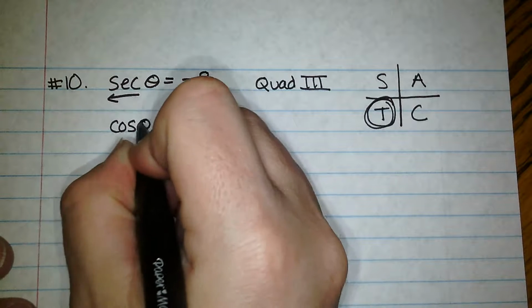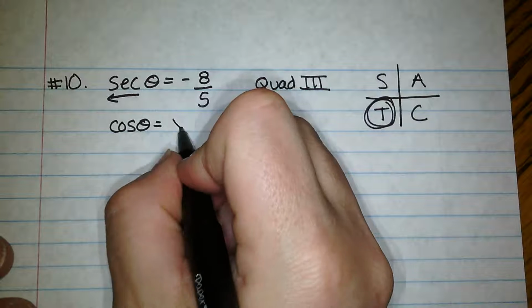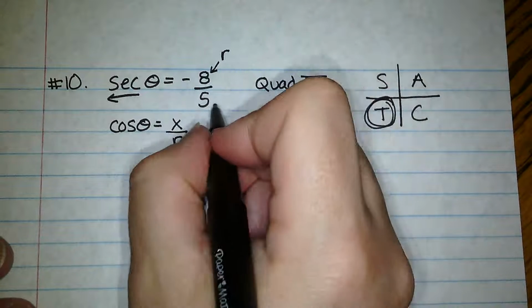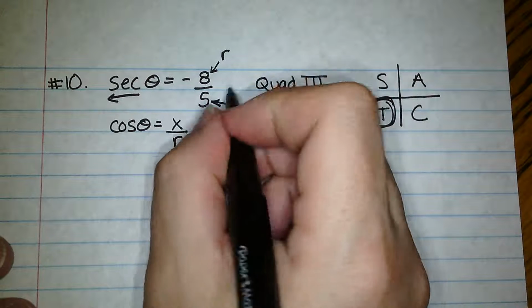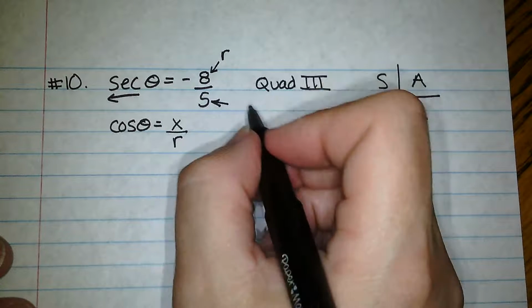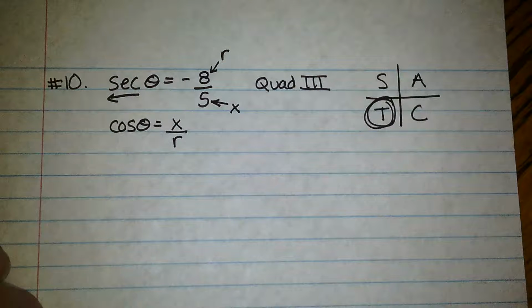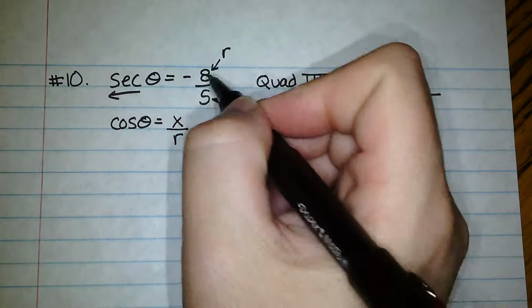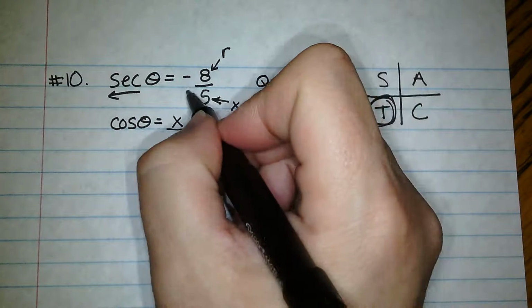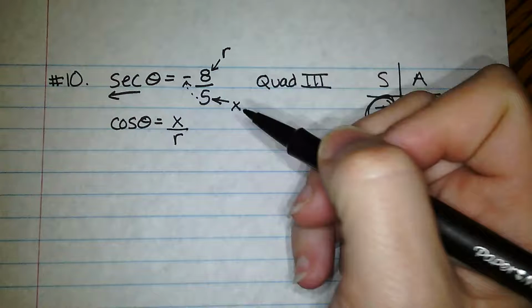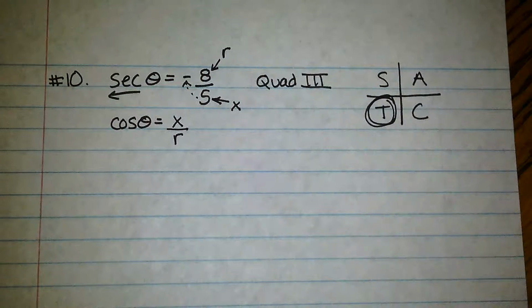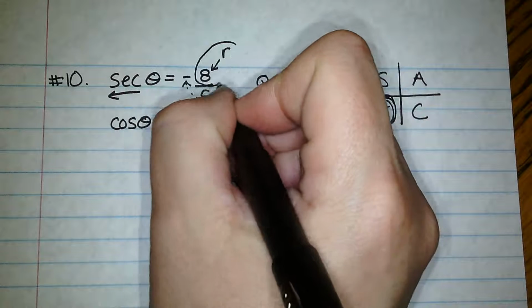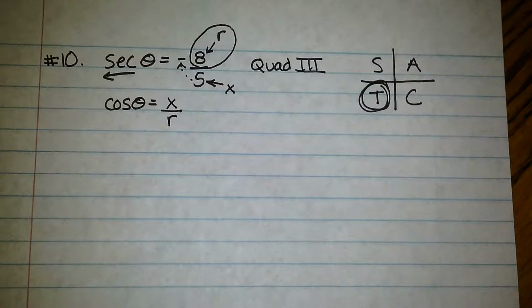So cosine is x over r. So my r is 8. My x is going to be 5. Now, where does the negative fit in? Well, the radius is always positive. So if you want to make x negative, you can do that right off the bat. So that negative would go with the x only because r is always positive. It's a radius, it's a distance.